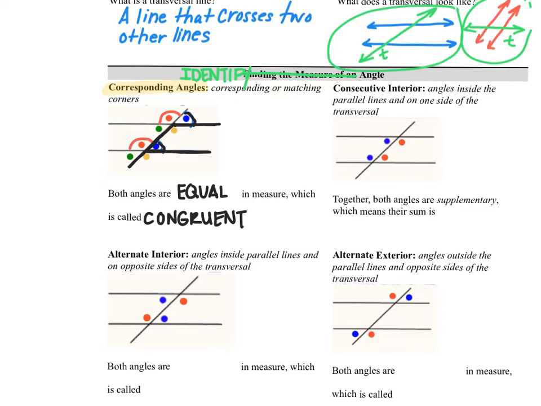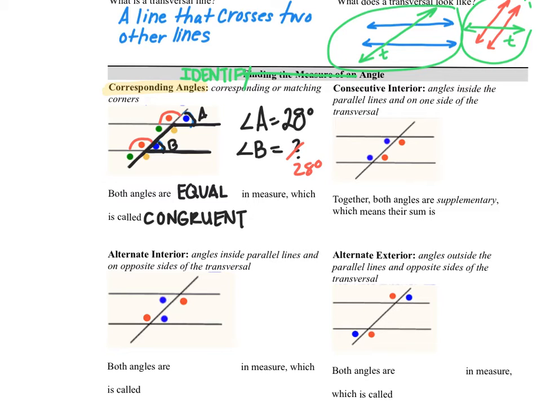For example, I'm gonna name those A and B. If angle A is say 28 degrees, then how big is angle B? Well, that's easy. They are congruent or equal. Therefore, angle B would be 28 degrees. So they're completely equal. Okay, let's go to another one.